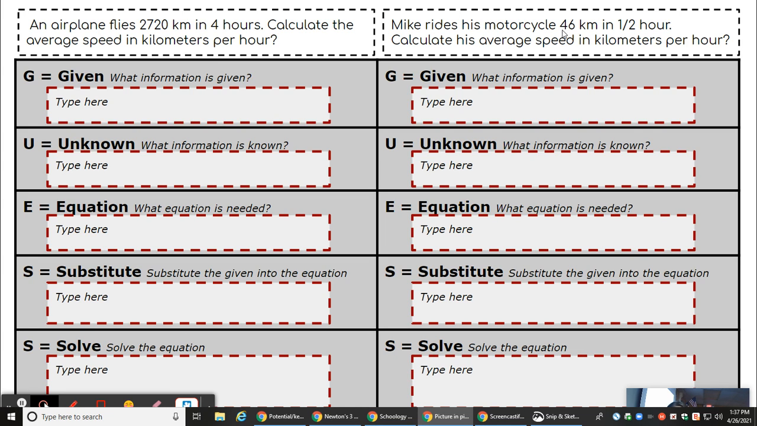Mike rides his motorcycle 46 kilometers in a half hour. Calculate his average speed in kilometers per hour. So here's your distance divided by time. Just be aware when you have half an hour, it's 0.5. So distance is 46 kilometers divided by your time, which is 0.5.